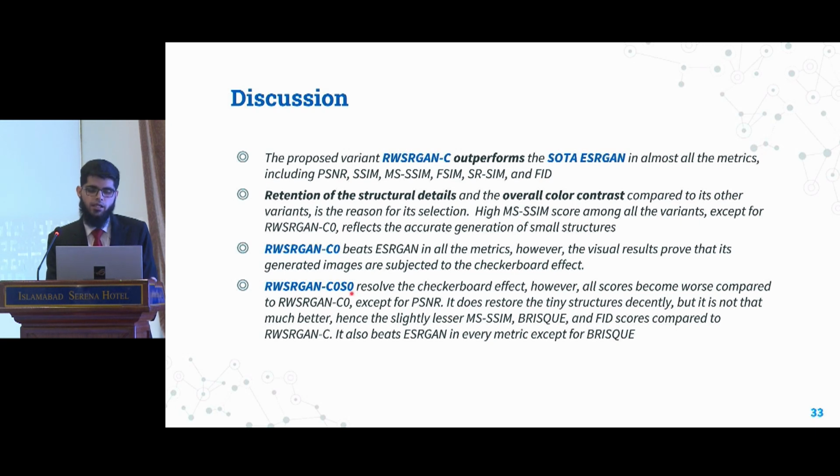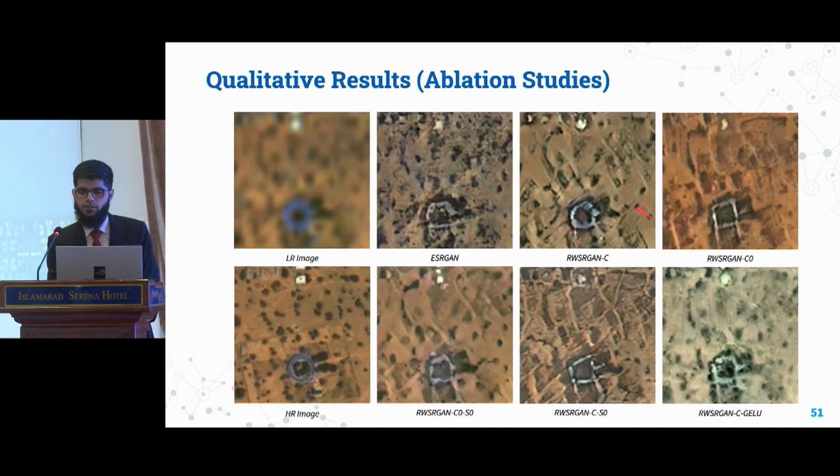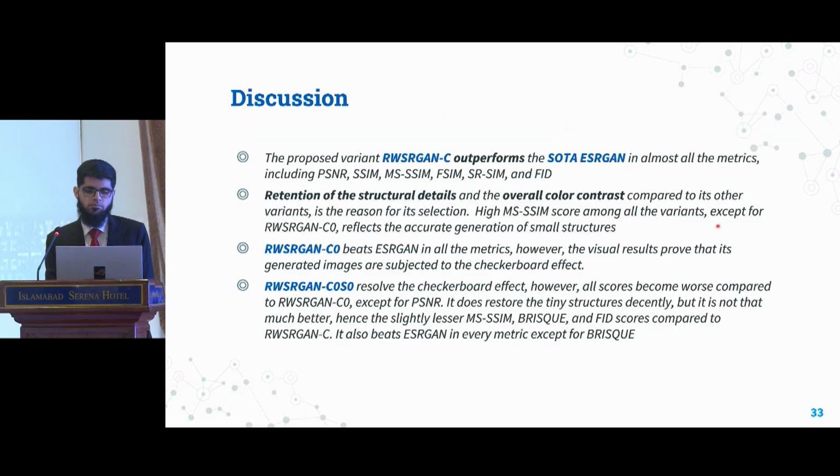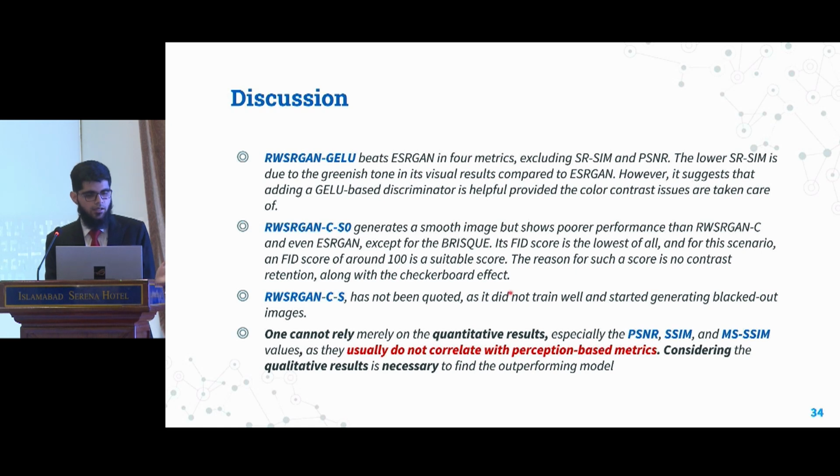Similarly, the channel attention block plus SAB model also resolves the checkerboard effect. You can see that the model without any modifications in the channel attention block has some checkerboard effect, like the circle image appearing boxier. So adding spatial attention to it does resolve this effect, but the metric scores became a bit worse. Similarly, there are other variants.